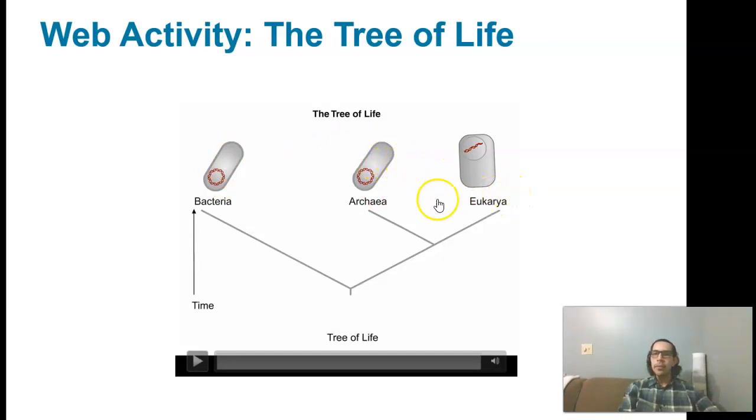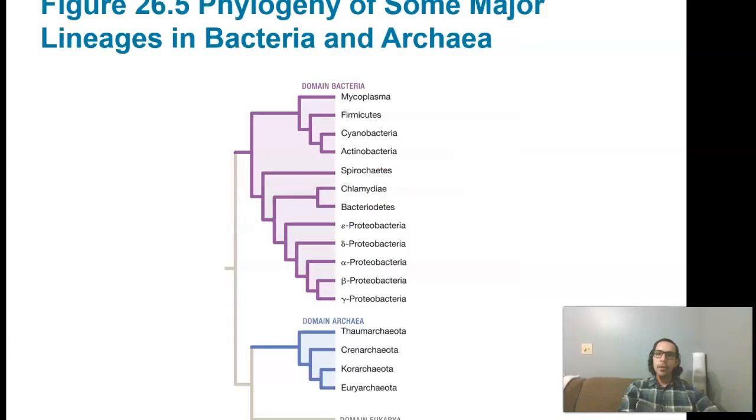Based on those RNA sequences, they found that archaea are more closely related to eukarya than to bacteria. These two are considered sister taxa on the phylogenetic tree because they have a more recent common ancestor. And here's just an example of the diversity that you can find in bacteria. Not as much as in archaea, but there's still some diversity here.